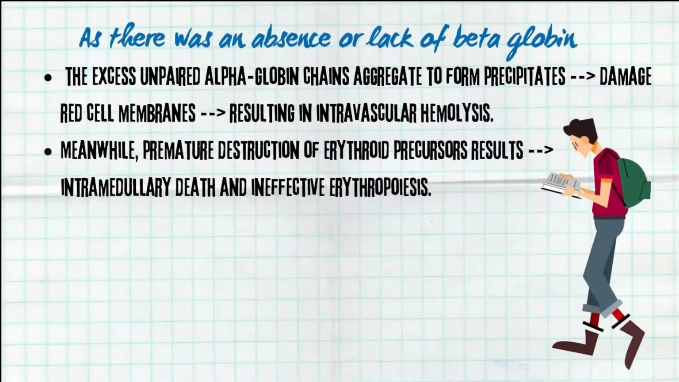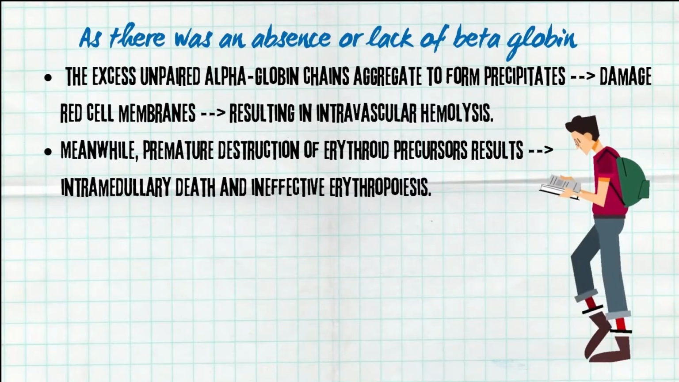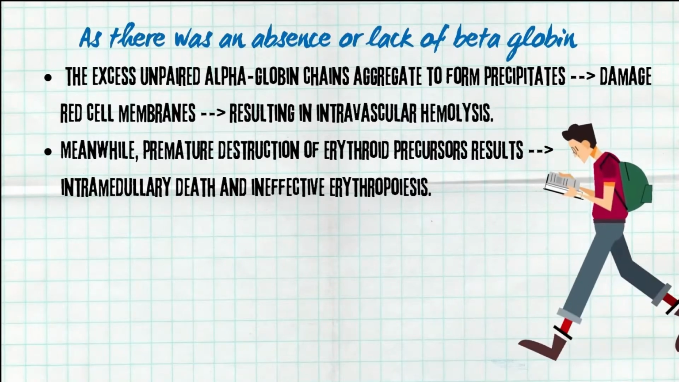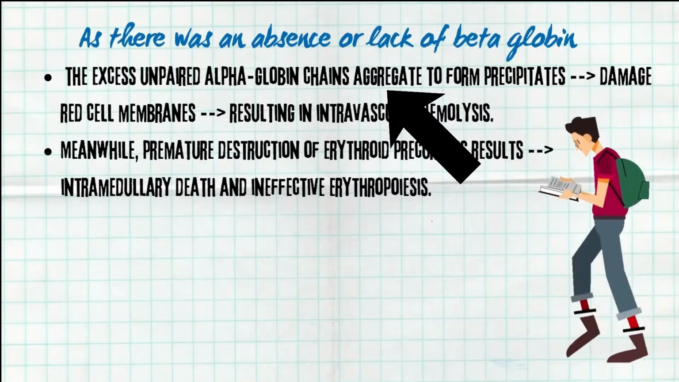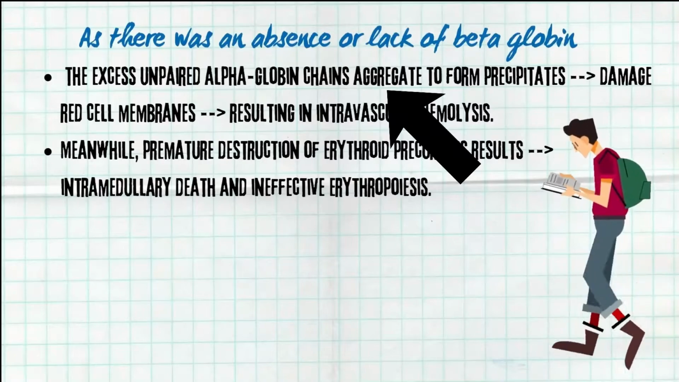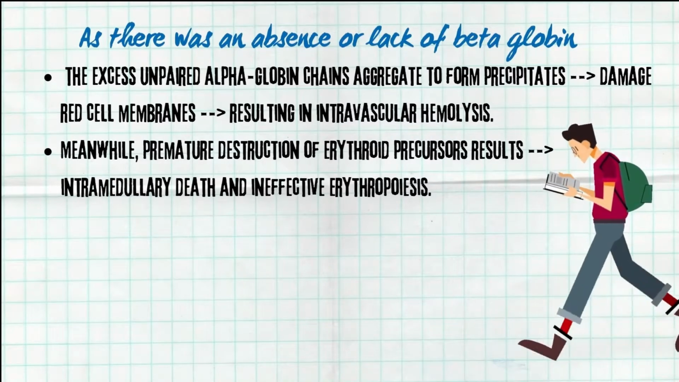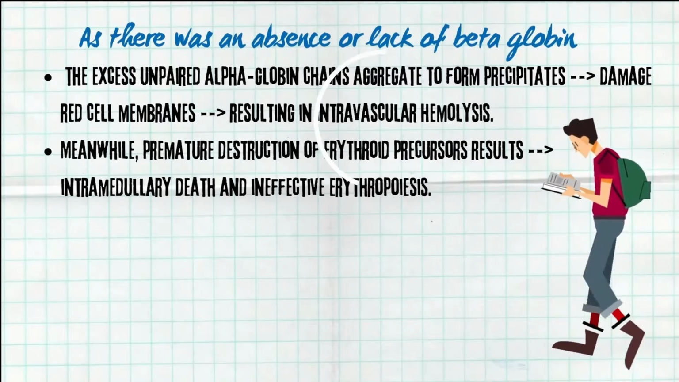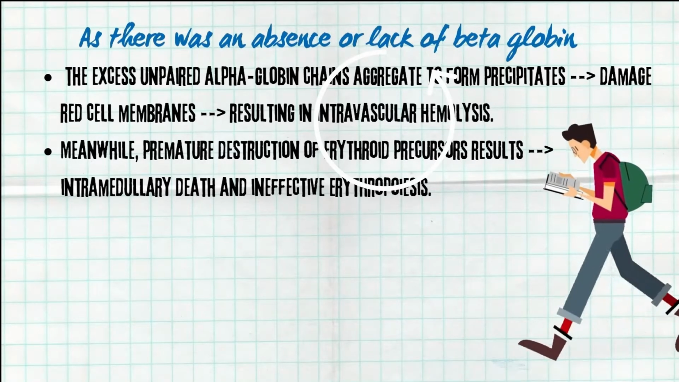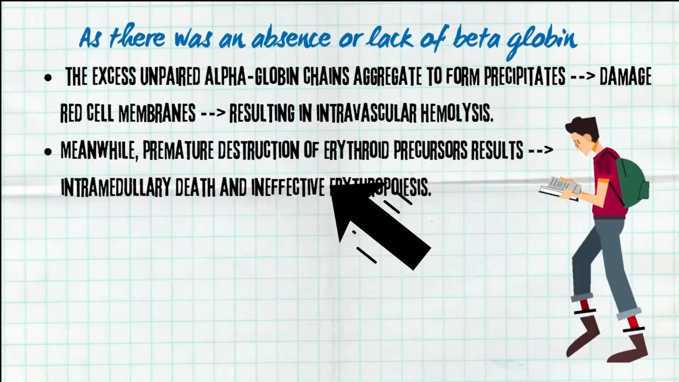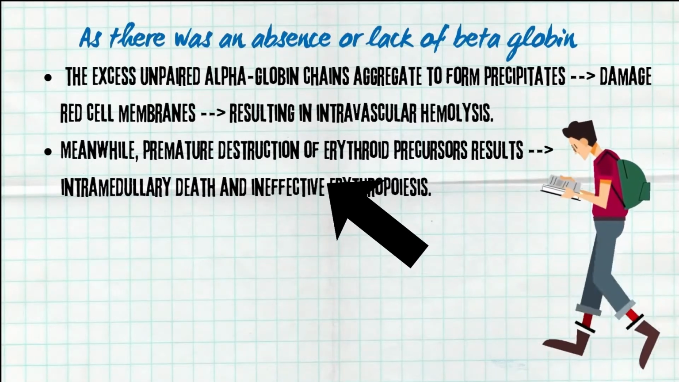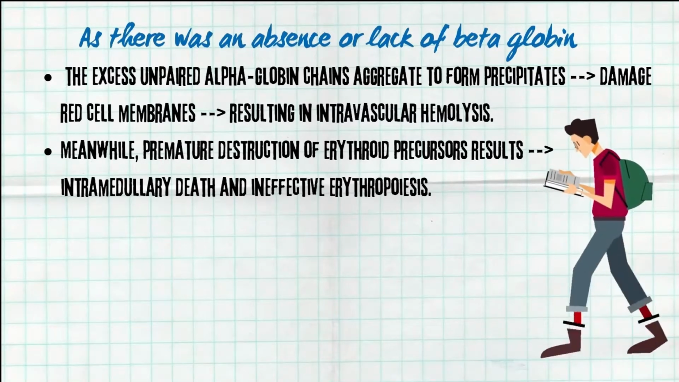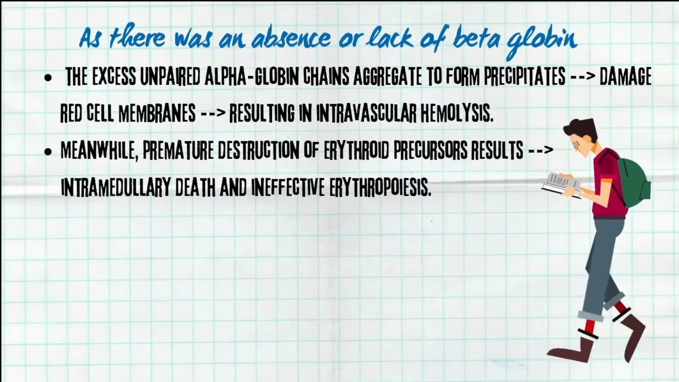As we know, there is an absence or lack of beta globin in beta thalassemia, so the excess unpaired alpha globin chains aggregate to form precipitates, which will then damage red cell membranes. This will result in intravascular hemolysis. Meanwhile, premature destruction of erythroid precursors will result in intramedullary death and ineffective erythropoiesis.